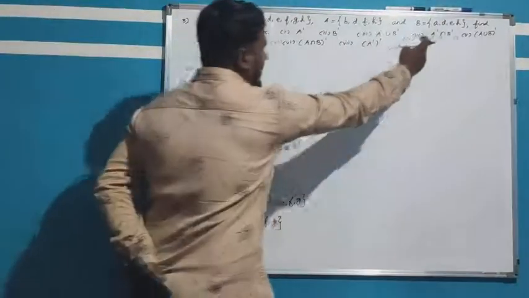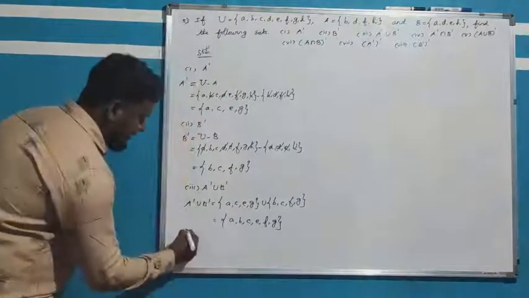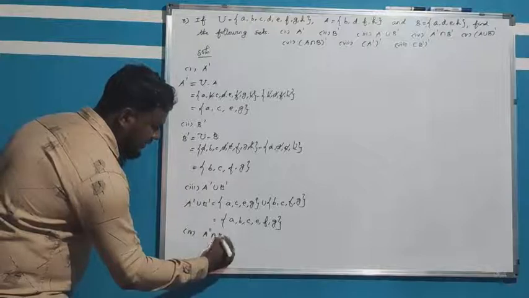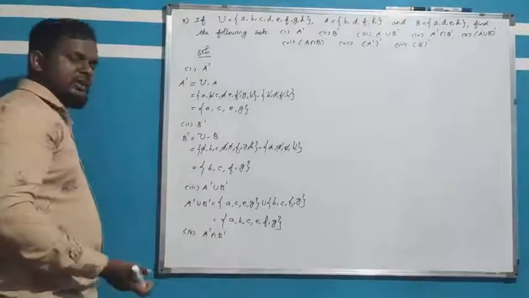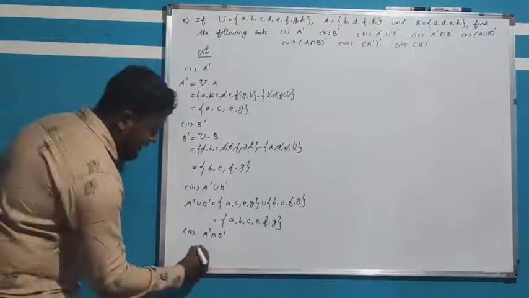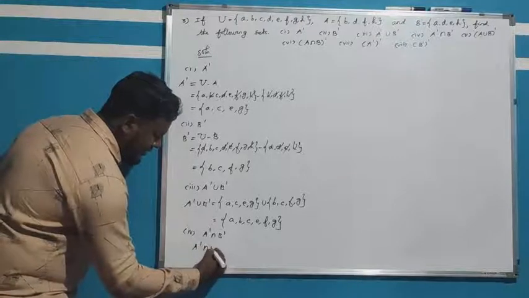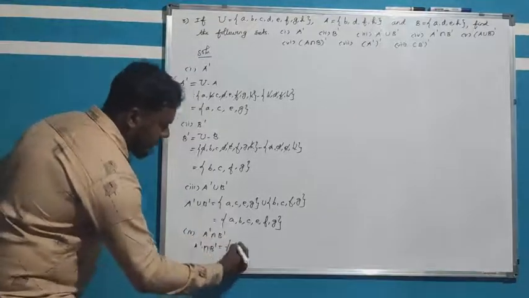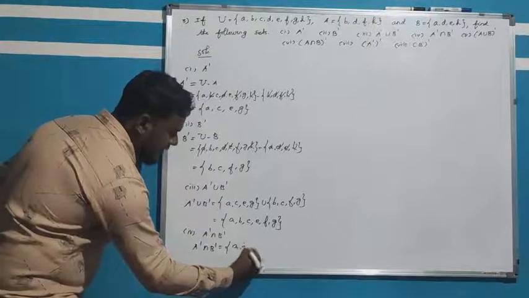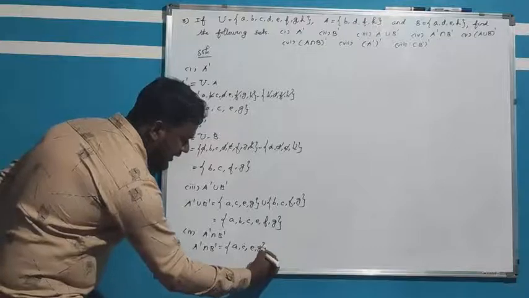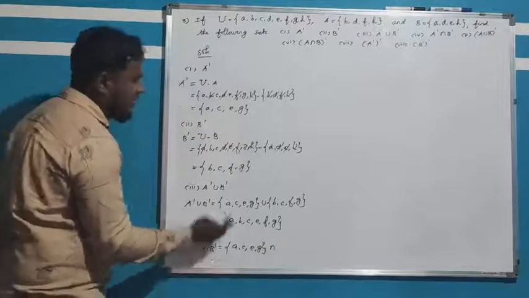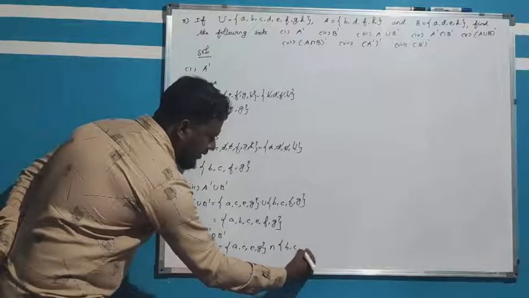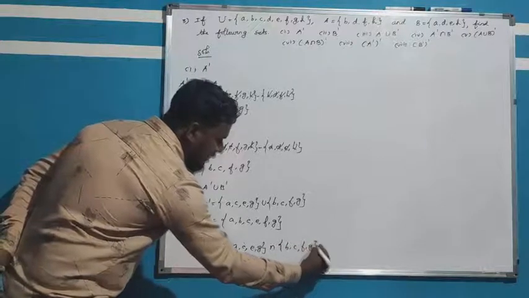Next, what is A dash intersection B dash? A dash intersection B dash you have to find. A dash and B dash we already know, so we can directly find. A dash intersection B dash equals A dash, which is A, C, E, G, intersection B dash, which is B, C, F, G.